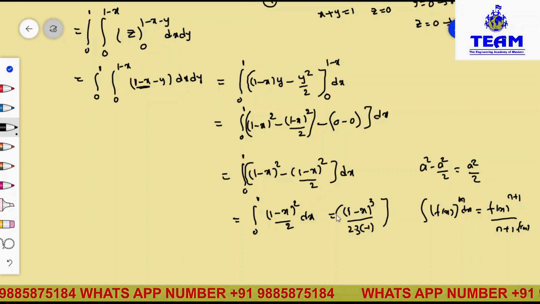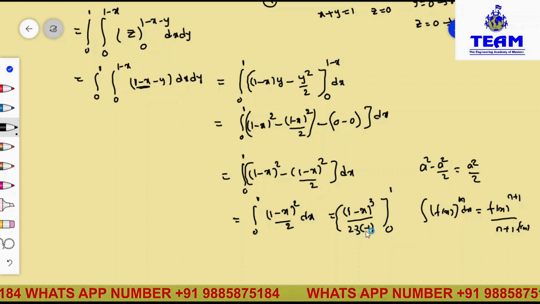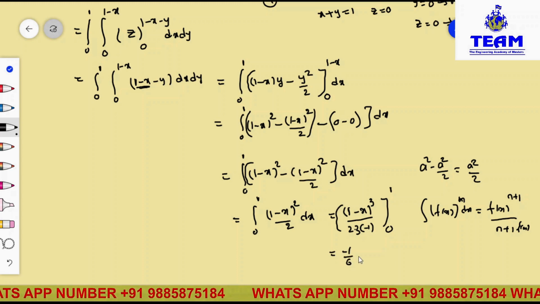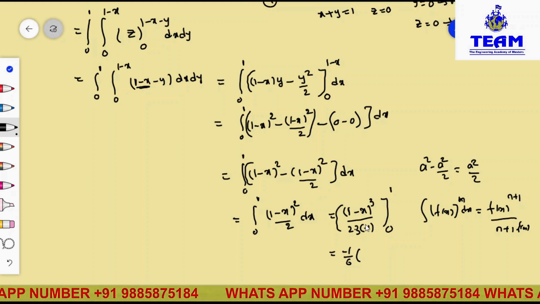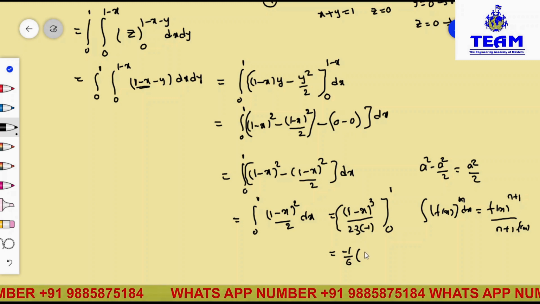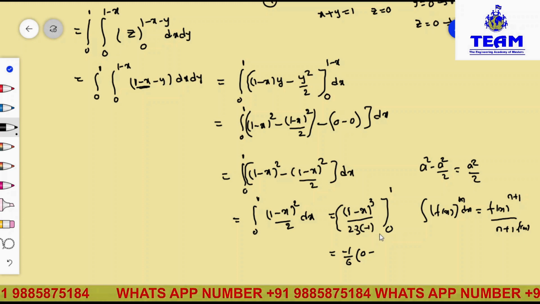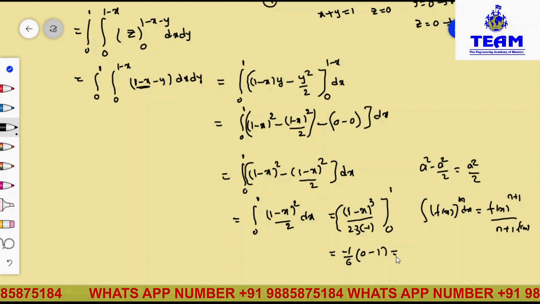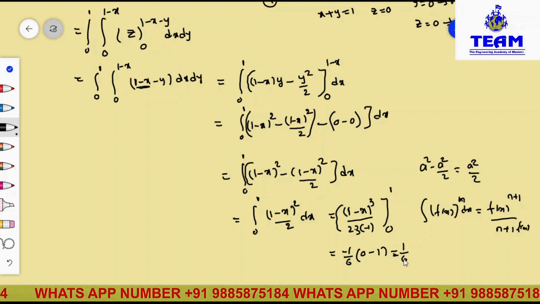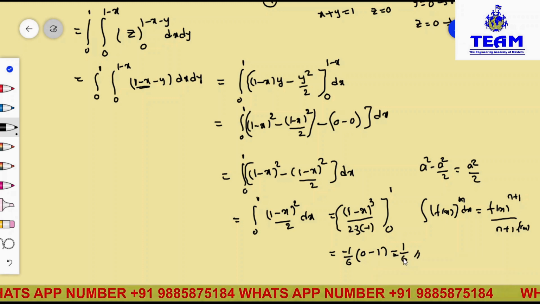So the lower limit and upper limit, what do I have? 0 is the lower limit, upper limit is 1. 2 times 3 is 6, and outside you have minus 1 in the denominator, so minus 1 by 6 I am writing outside. Now the upper limit, if I substitute, 1 minus 1 is 0. Next, lower limit, if I substitute, 1 minus 0 is nothing but what? 1. So inside the bracket you have minus 1, and outside you have 1 by 6. So 1 by 6 into 1 is 1 by 6, minus into minus is plus. This is the solution.